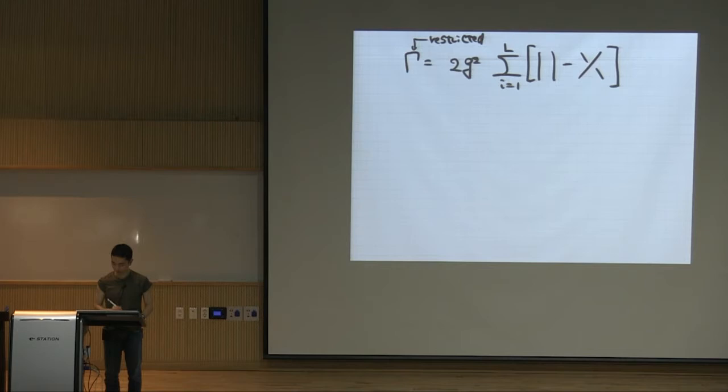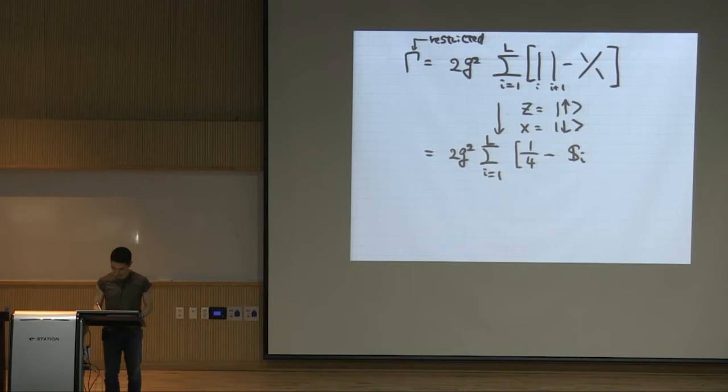Furthermore, you can rewrite it into a nice form by regarding Z as up spin and X as down spin. So then, if you do a little bit of algebra, you can actually show that this pattern of index contraction is nothing but this.